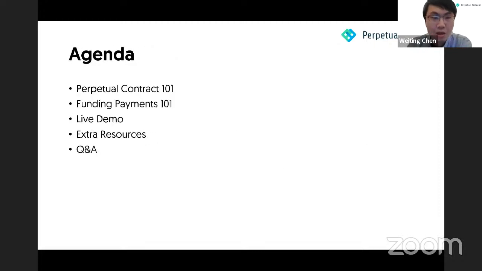So these are the parts I'm going to cover. I will start from what is a perpetual contract and what are the funding payments. Lee has briefly mentioned it, but I will explain it a little deeper. Later I will do a live demo to show how you could profit from the funding payments. After the demo is over, I will point out some extra resources you could use to learn more about our protocol and other ways you could profit. And the last part will be Q&A.